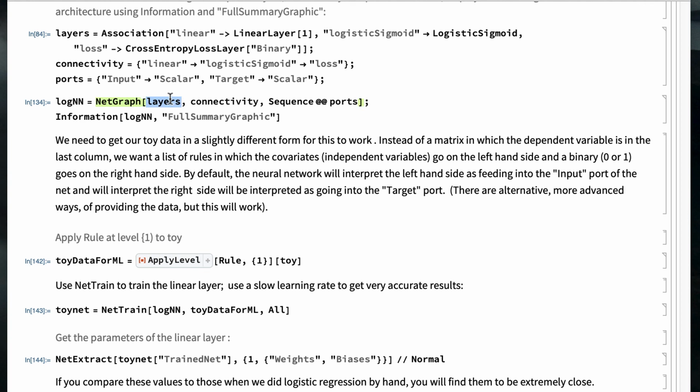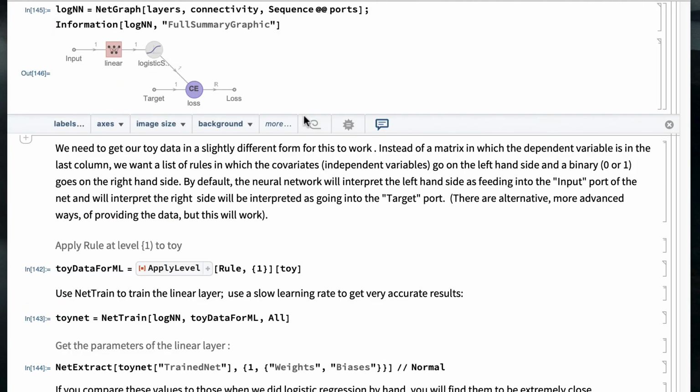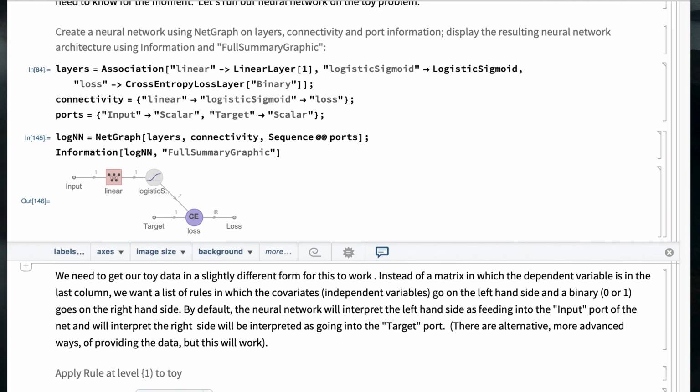A net graph has the layers, it has a connectivity structure, and it has the ports. All right, and this is information. Full summary graphic is going to give us a nice picture of our network. Okay, there it is. And we can see we've got input. The input goes into a linear layer, which is fed into a logistic sigmoid layer, which is fed into one of the ports of the cross-entropy layer. The cross-entropy layer's other port is the target information that does the little computation, and out pops a loss. So it's kind of like a diagram of a computation. It's very nice.